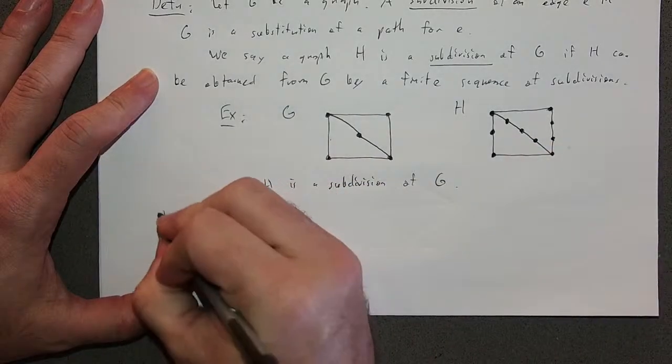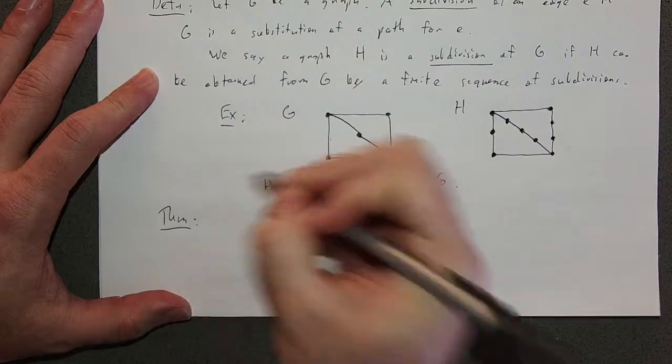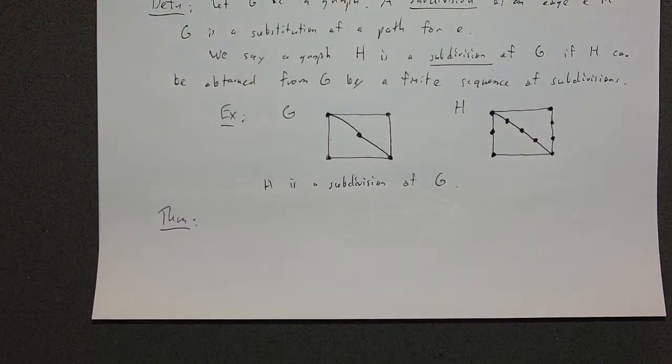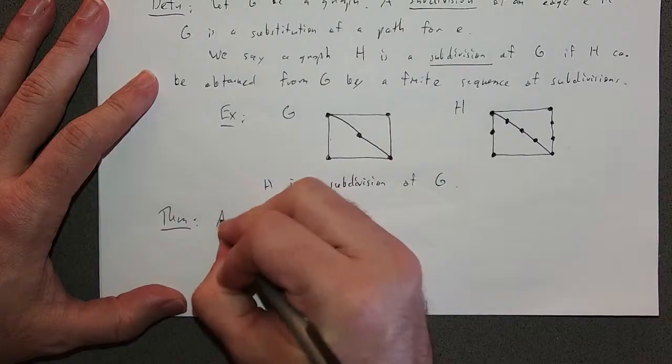So here is the theorem, which says that a graph G is planar if and only if every subdivision of G is planar.